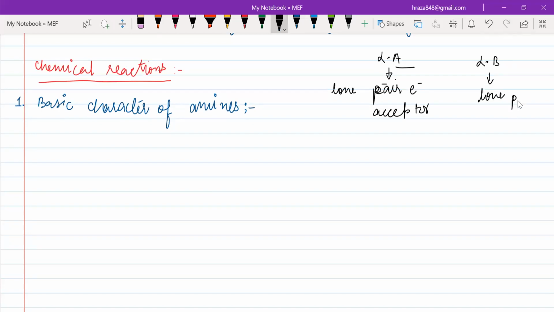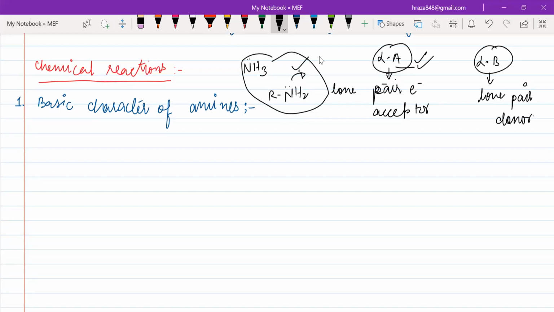Are you getting my point? Yes, sir. So the one which donates electrons is a Lewis base. The one which accepts or withdraws electrons is a Lewis acid. And as we know, this amine, basically this ammonia, has a lone pair, so it can donate electrons. That's why it acts as a base. It has a tendency to donate electrons. So I'm going to write a reaction.